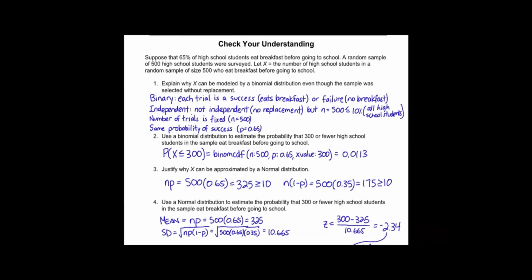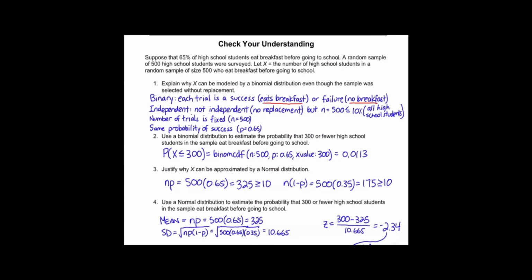Let's see how you did on the Check Your Understanding. So in question number 1, we were asked to explain why we can use a binomial distribution in this context. And so of course we want to check our 4 conditions for a binomial distribution by using the acronym BINS. And for binary, we know that each trial is a success or failure, and we've clearly defined the success as eating breakfast for a student and failure as no breakfast.